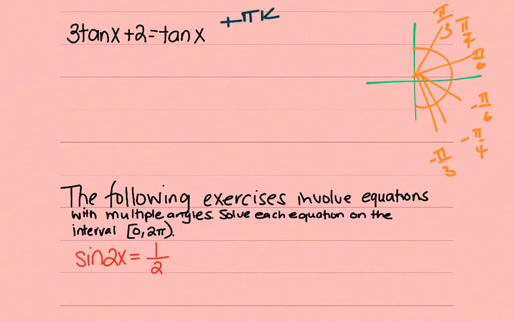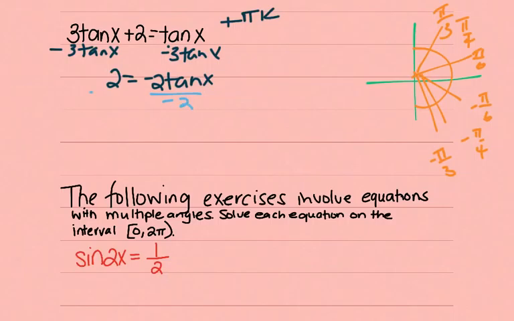So the first thing I want to do is work so that the tangents are on the same side, so I can move 3 tangent of x from the left to the right, subtract 3 tan x. I get 2 equals negative 2 tangent of x, and then divide by negative 2, and I get the tangent of x is negative 1. So where on the unit circle is tangent negative 1?